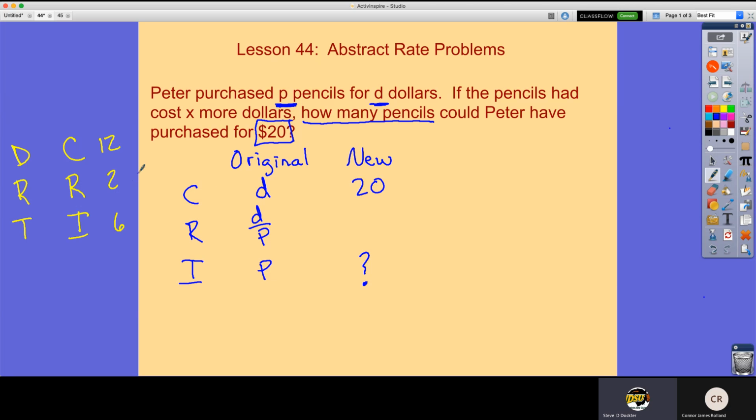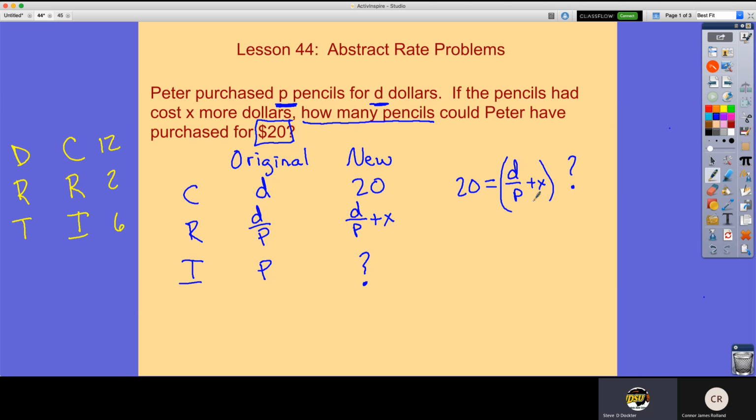If the pencils had cost X more dollars. What's that, Max? That would be correct. Well, yes. D over P plus X. So then we can come up with an equation here. We've got 20. Our cost equals our rate times the number of items.